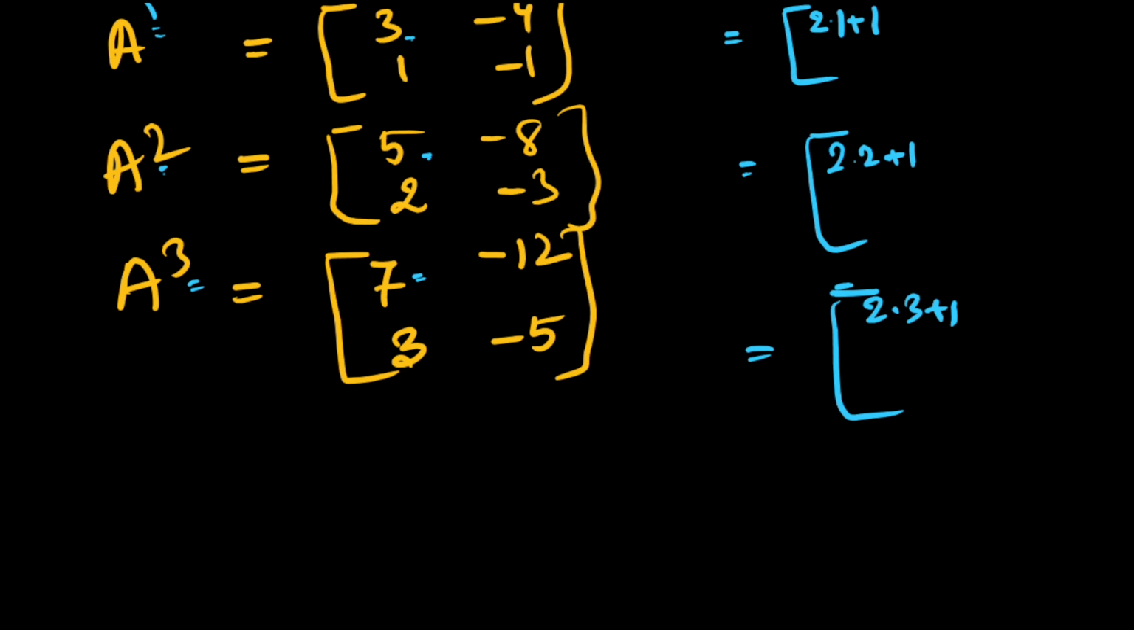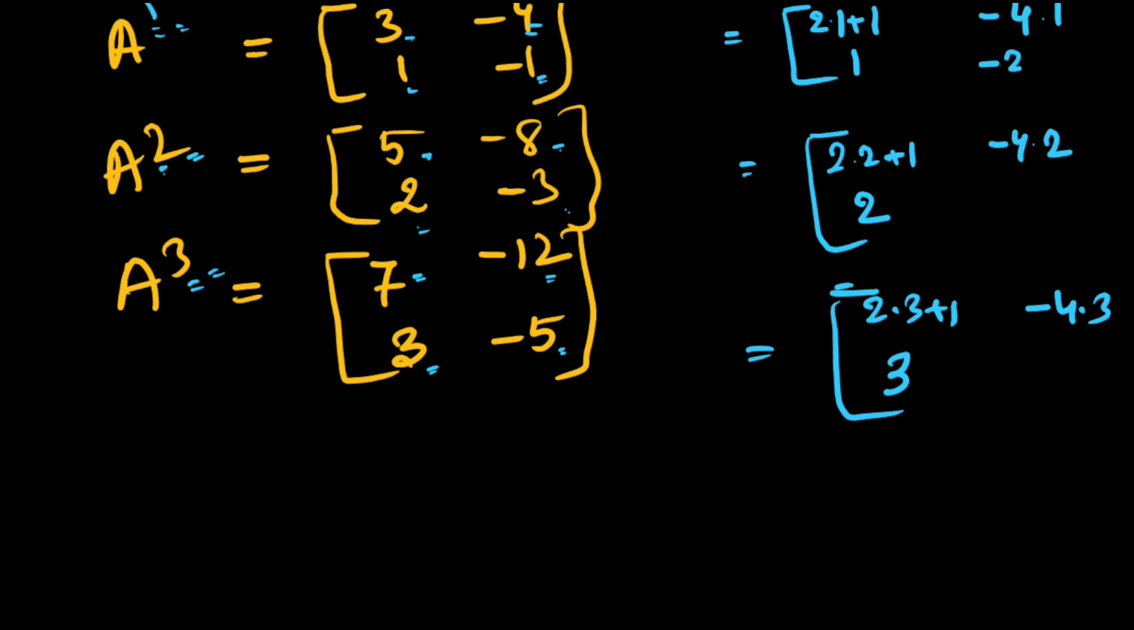So that is 2n plus 1 type. For the second element, minus 4, minus 8, minus 12, we can write minus 4.1, minus 4.2, minus 4.3. The third element is 1, 2, 3, same as the power. The fourth element is minus 1, minus 3, minus 5, odd numbers decreasing by 2, so we can write minus 2.1 plus 1, minus 2.2 plus 1, minus 2.3 plus 1.